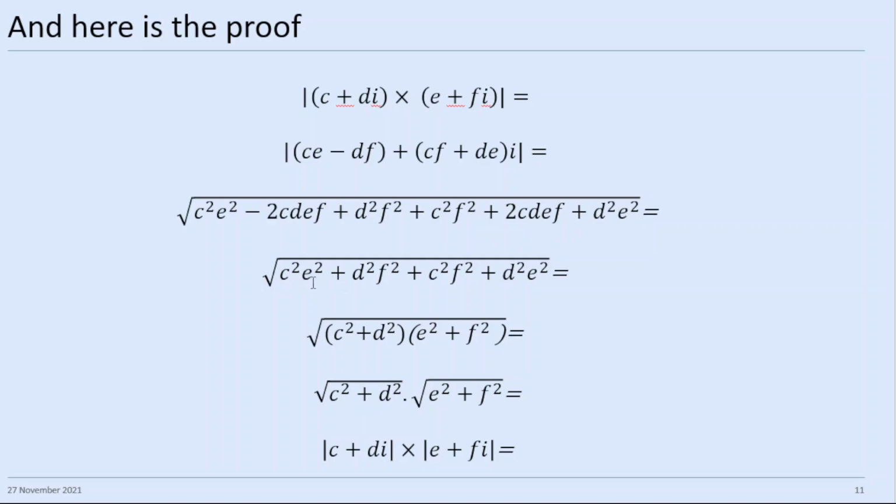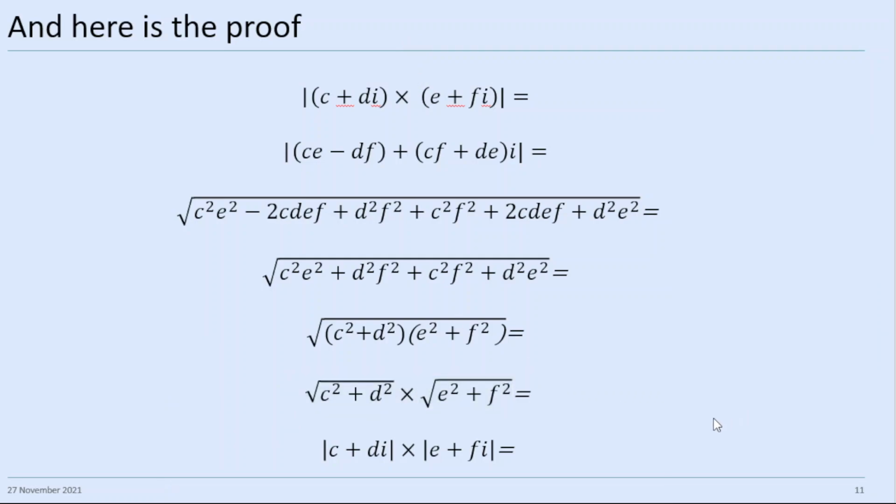So we've got c squared e squared plus d squared f squared plus c squared f squared plus d squared e squared, which we can factorize as the square root of c squared plus d squared times e squared plus f squared. Then, by the rules of surds, we can change this into square root of c squared plus d squared times the square root of e squared plus f squared. Strictly speaking, to stay consistent, instead of putting a dot there, a dot is correct, but we should really put in a times sign.